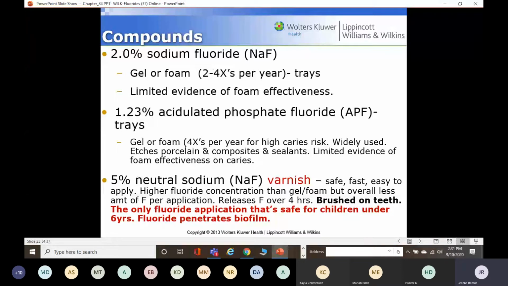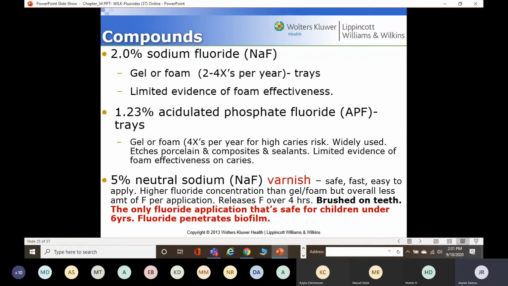And so varnish has become the new thing for many different reasons. It's usually a 5% neutral sodium fluoride varnish. It's safe, it's fast, it's easy to apply. There's a higher fluoride concentration in the varnish than gel or foam, but overall less amount of fluoride per application.